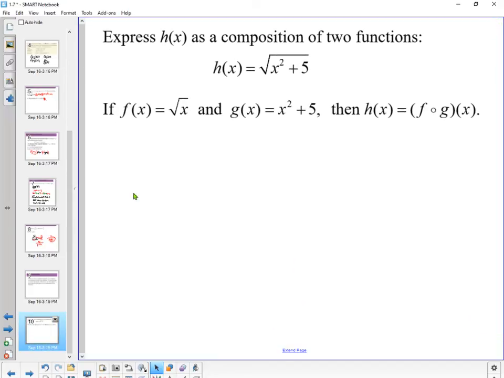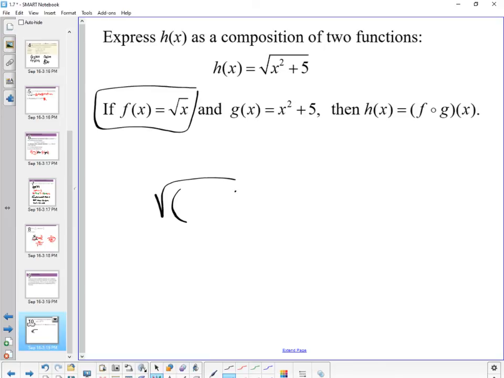Express h of x as a composition of 2 functions. If f of x is the square root of x and g of x is x squared plus 5, then what is f of g, which is h of x? That makes sense. The main function in this case was f of x, which is the square root of something. And what was that something? X squared plus 5. So you've got to be able to take this and break it up into its two pieces. Which is not really that crazy. So the decomposition of h of x is f of g, where f of x is the square root of x, and g of x is x squared plus 5. That actually low-key makes sense.